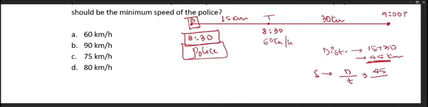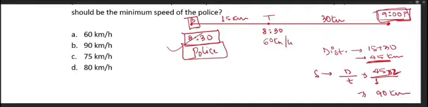We know our desired time is 9 p.m. and the chase has been started at 8:30. So the time period is half an hour. So with half an hour, 1 by 2, the 2 will be in the numerator. 45 into 2, that is 90 kilometers. Option B is the correct answer.